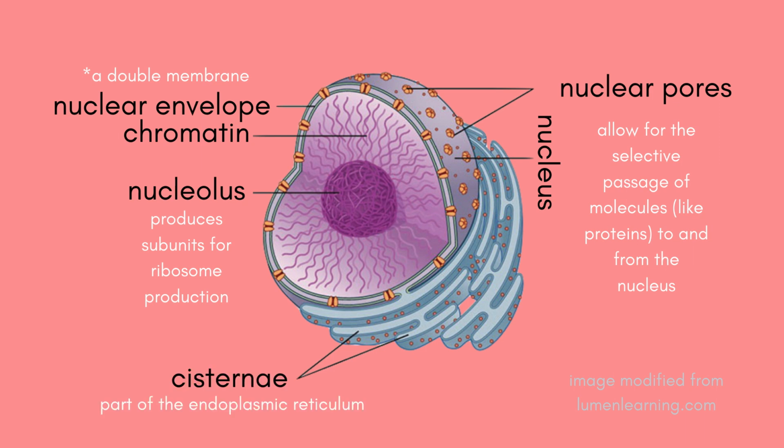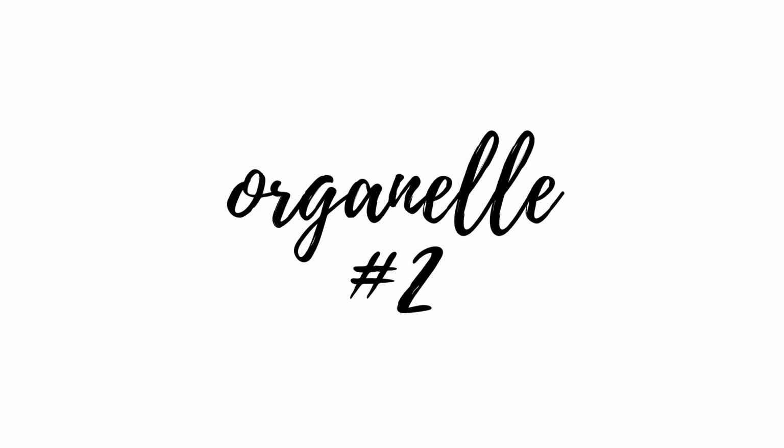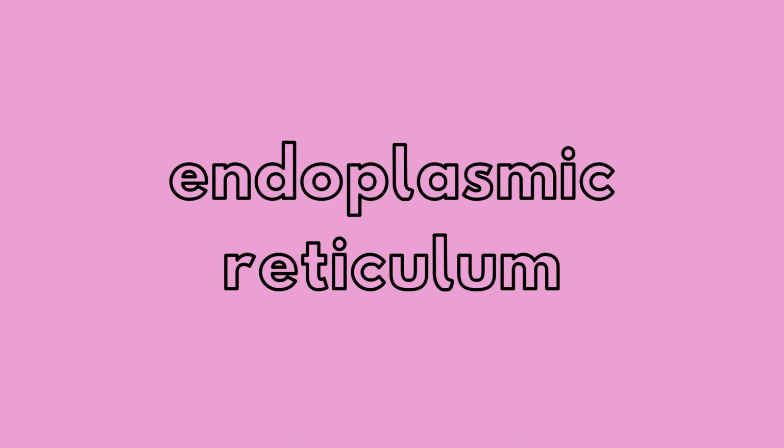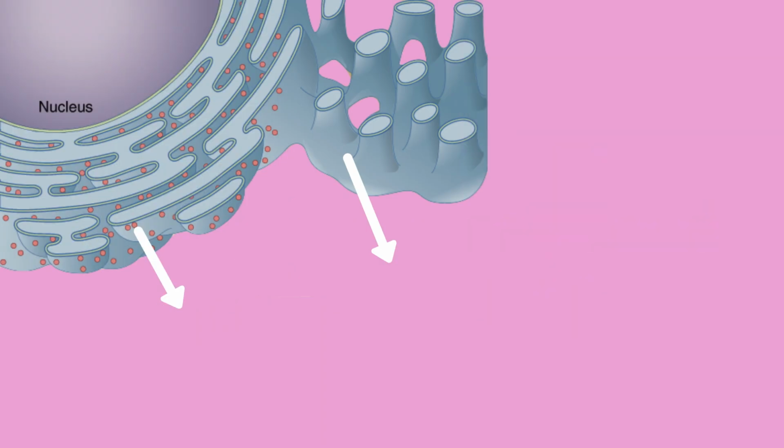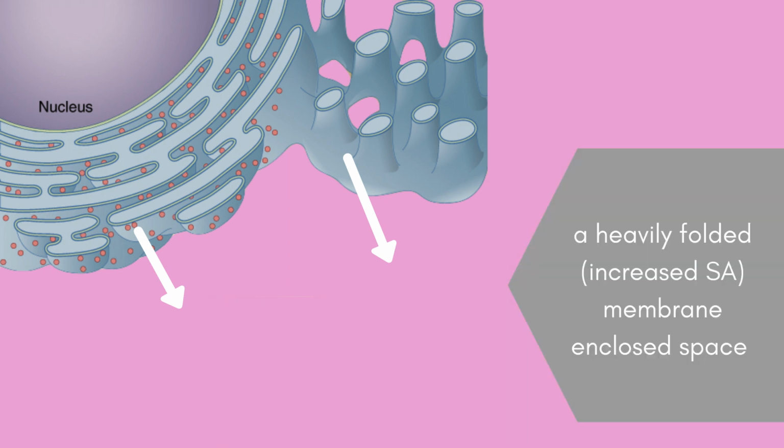It's part of the endoplasmic reticulum, but since they are right next to each other, the second organelle we'll look at is the endoplasmic reticulum, whose main function is to modify proteins and produce lipids. This is the endoplasmic reticulum, or the ER for short. It's a heavily folded membrane-enclosed space. The folding adds extra surface area to the ER, allowing for more space to perform the needed chemical reactions, once again showing compartmentalization. The space between the folds is called the lumen.